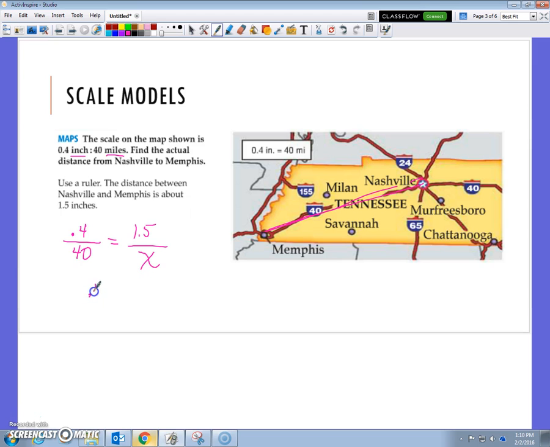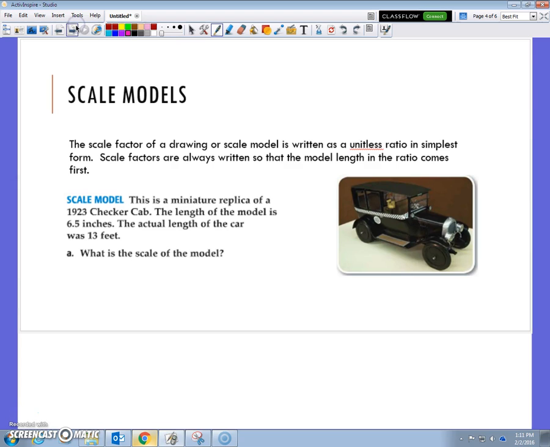So in this case, 0.4x equals 60, and divide by 0.4. So x equals 600 divided by 4, 150. 150 miles. We're comparing inches to miles, so it'd be 150 miles. Okay, pretty straightforward, and then we're just using these proportions, these similarities, for actual applications like maps, or in the next example, a toy car, a model car.